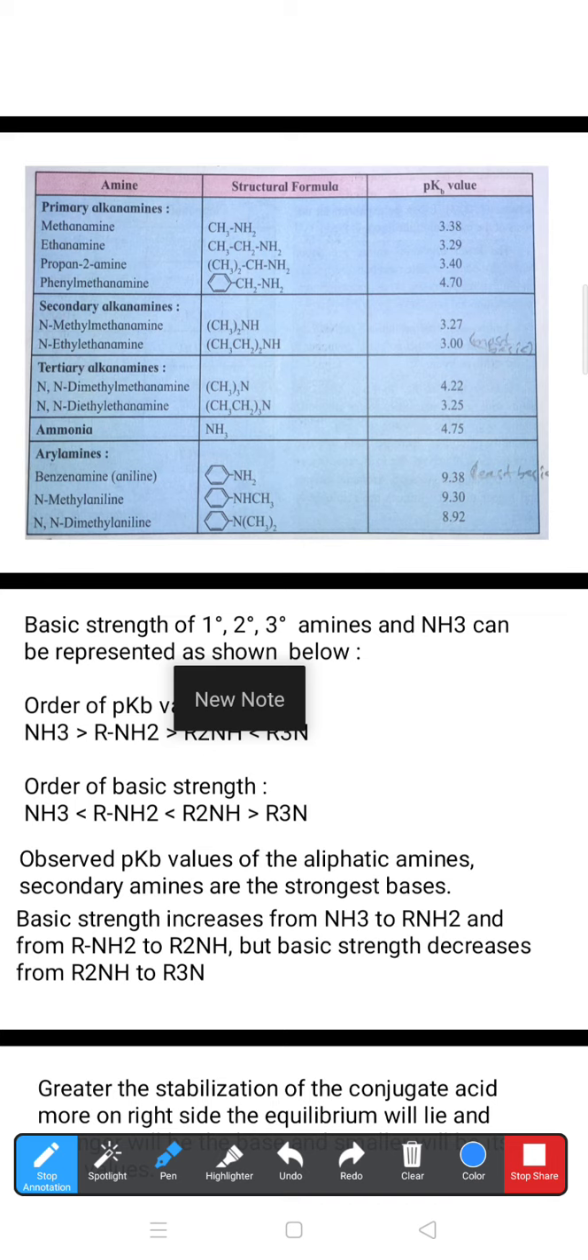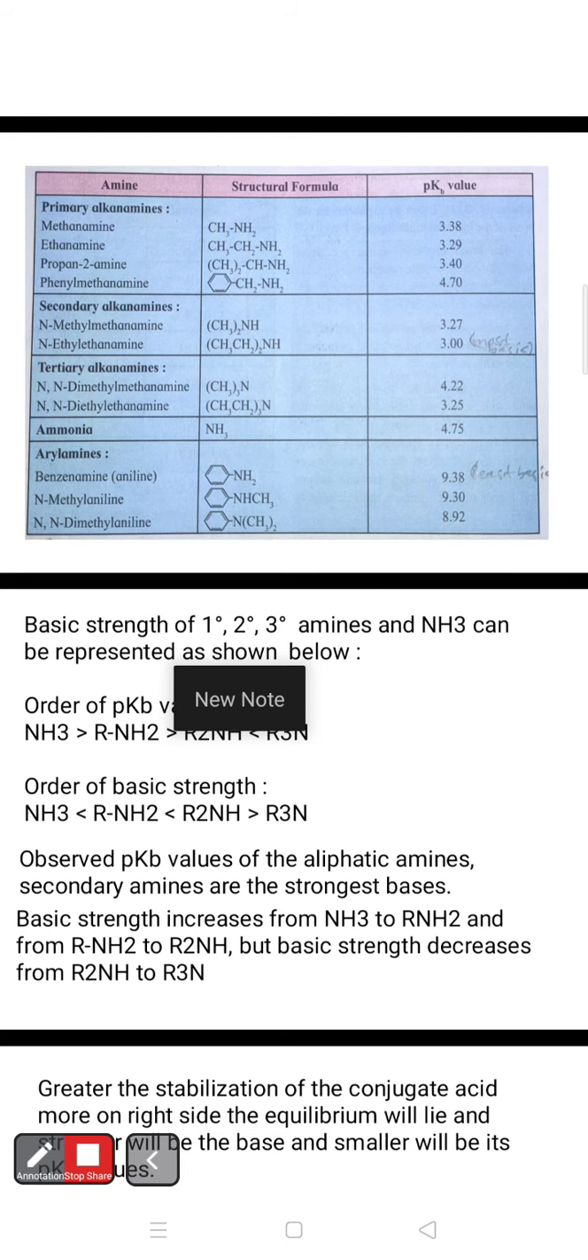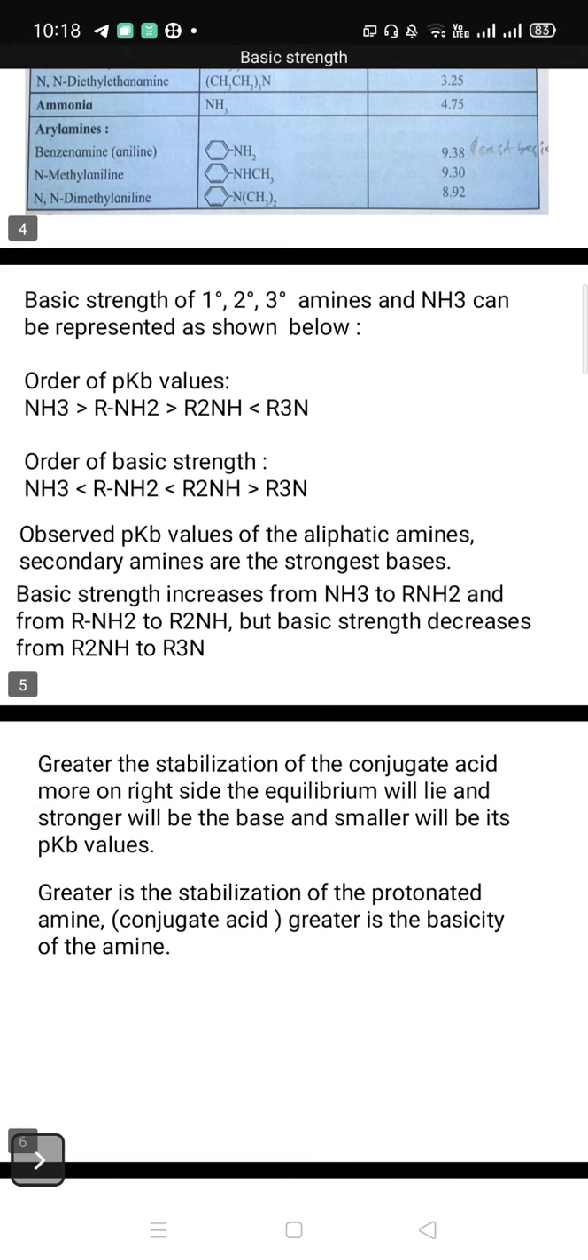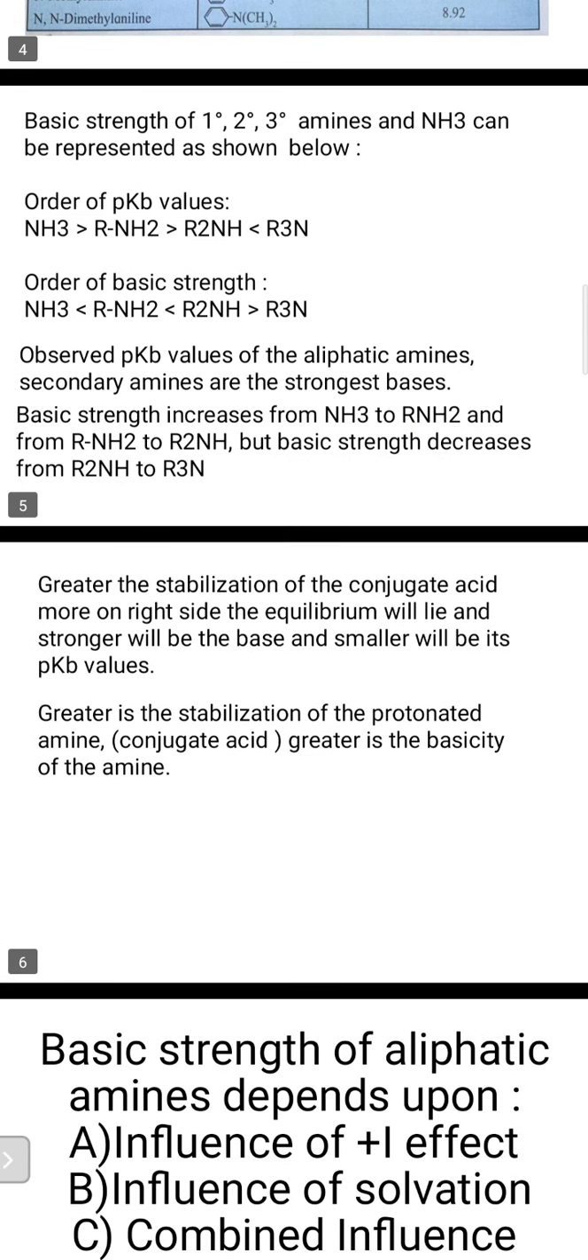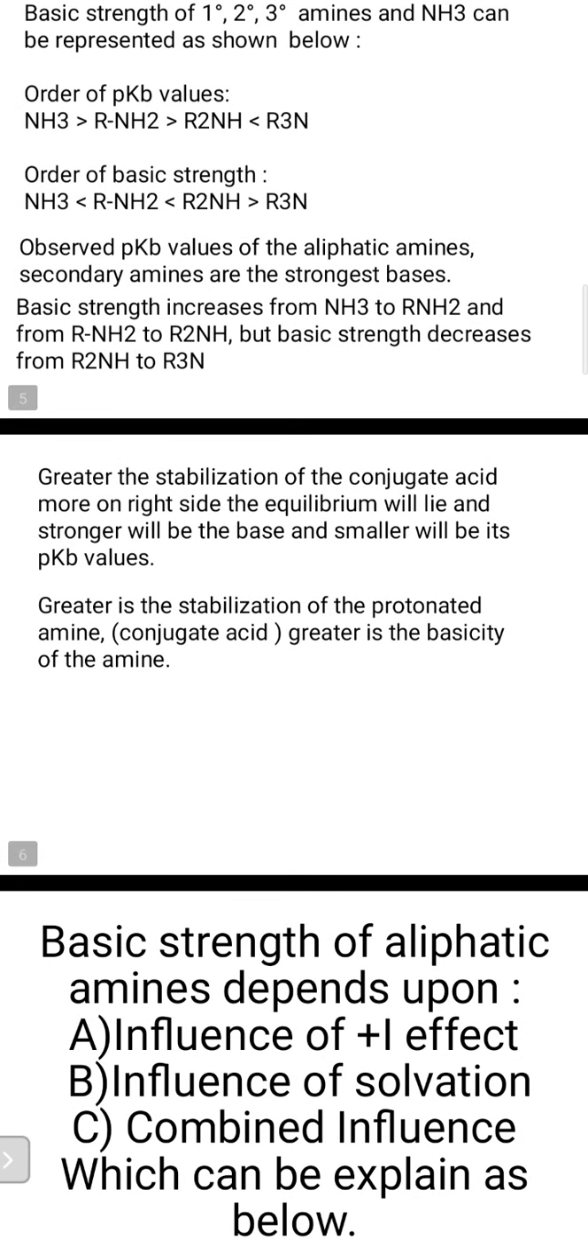So these orders are deviating, and the observed pKb values of the aliphatic amines, secondary amines, indicate that these are the strongest bases. So from this also we can determine their basic strength. The basic strength of amines increases from ammonia to the primary amine and from primary amine to the secondary amine, but the basic strength decreases from the secondary amine to the tertiary amine. So this is an abnormality. Why this abnormality or this difference is there, we can learn from their stabilization order.